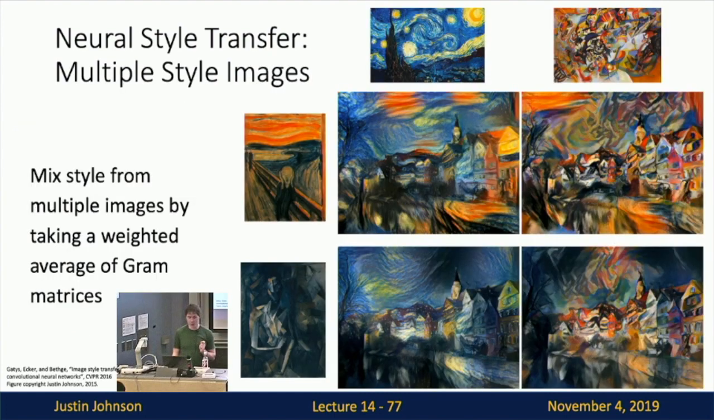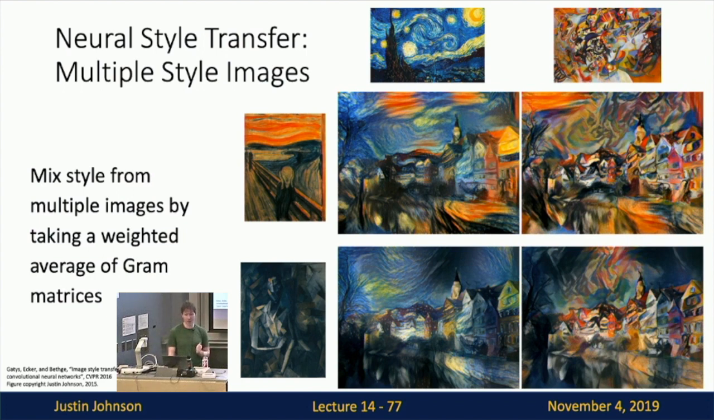Another fun thing we can do is use multiple style images. Here we jointly match two different gram matrices from two different pieces of artwork. So we can generate a novel image that is rendered jointly in the style of Starry Night and The Scream, or any other arbitrary artistic combination you can think of. The way we do this is we just have our target gram matrix be a weighted combination of gram matrices coming from the two different style images.